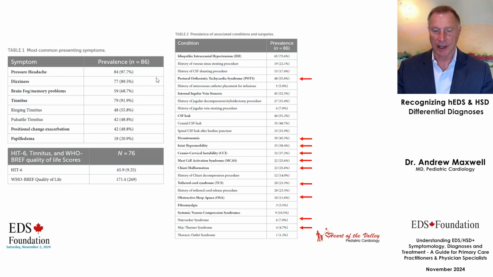And I'm highlighting a few of those characteristics and conditions they found associated with these patients because they look very familiar. Postural orthostatic tachycardia syndrome in 56% of these patients. Dysautonomia in general, 45%. Joint hypermobility, very common. Cranial cervical instability, mast cell activation, Chiari malformation, tethered cord, obstructive sleep apnea, nutcracker syndrome, May-Thurner syndrome. These are all things that we're seeing in these patients that we're talking about today.